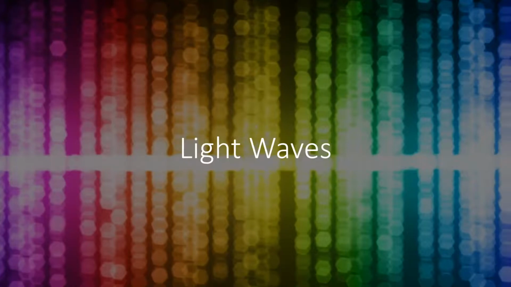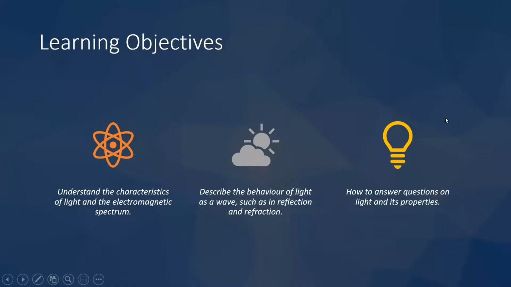Stage 4 GCSE Physics. Let's get on with the lesson objectives. First learning objective: understand the characteristics of light and the electromagnetic spectrum. Number 2: describe the behaviour of light as a wave, such as in reflection and refraction, and how to answer questions on light and its properties. By the end of this, you should be able to answer questions based on light and its properties.